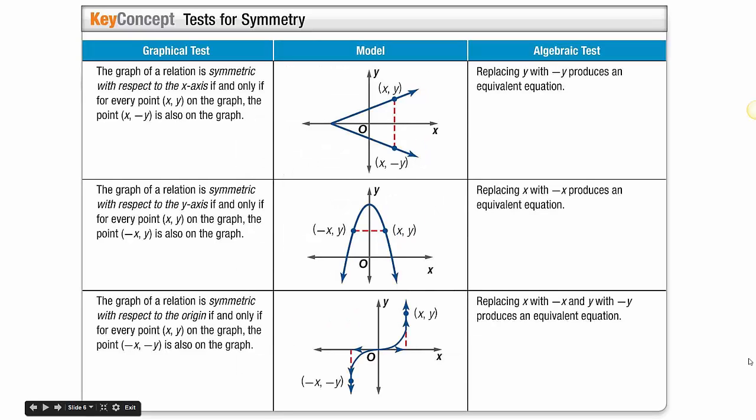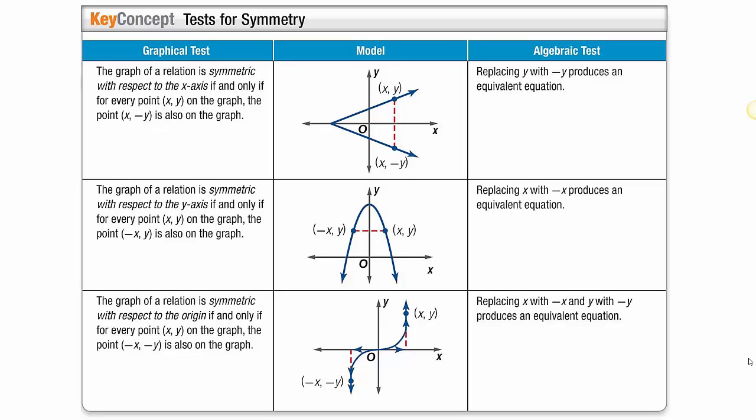Okay, when we're looking for symmetry, here's a lot of information. Most of the time, if you're looking at a graph, you can tell where it's symmetric. A graph is symmetric to the x-axis if you could fold it across the x-axis and it matches up. With x-axis symmetry, you're going to have x's that repeat and maybe have two different y values.